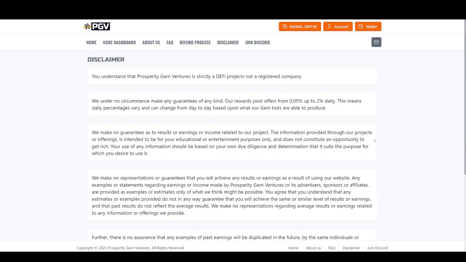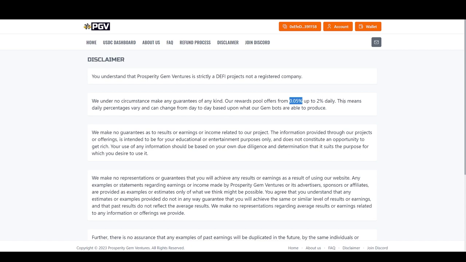Before we talk about my position, I want to scroll up and go to the disclaimer section. Let's read the disclaimer. There are some things here that I'm not a big fan of. I know a lot of you maybe don't take the time to read these things, but I'll read it for you guys so you can understand the risk. I'm not spreading FUD. These are things that are publicly said by themselves. You understand that Prosperity Gem Ventures is strictly a DeFi project, not a registered company. This is DeFi. This is why we invest in these projects, because of these opportunities. But with that opportunity comes risk. We under no circumstance make any guarantees of any kind. It's letting you know, hey, if we don't want to give payouts, we're not going to give payouts. Our rewards pool offers from 0.05%. You guys see this?